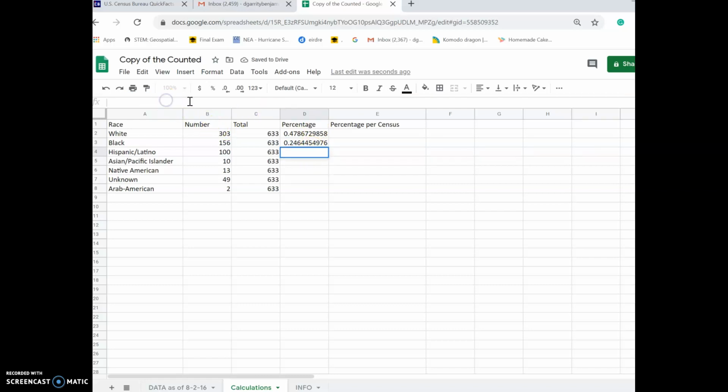And then I'm going to do it again. So I'm going to say equals, and I'm going to say 100 divided by 633, and I'm going to say enter. Here I'm going to do 10 equals again, equals 10 divided by 633, hit enter. And I'm going to do 13 equals 13 divided by 633. I'm going to leave the last two for you so that you know how to do this.